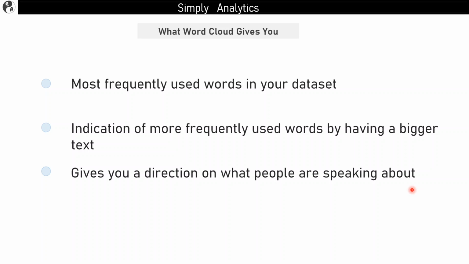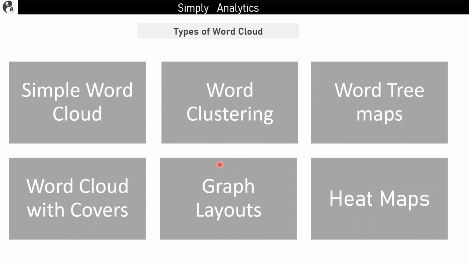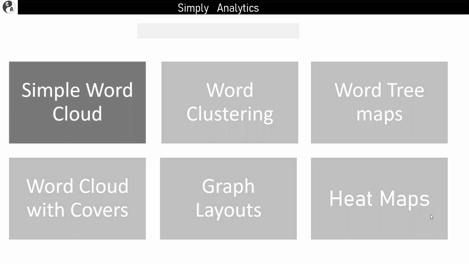So what are the types of word clouds? If we see word clouds, we have different methods where we can analyze words. We have something called a simple word cloud, word clustering, word tree maps, word cloud with covers, graph layouts, and heat maps. Each of these methods tries to give you some direction and visibility. The good thing is that all are very simple to understand, and so often the case is that analytics is simple. Let's get started with simple word cloud using R.